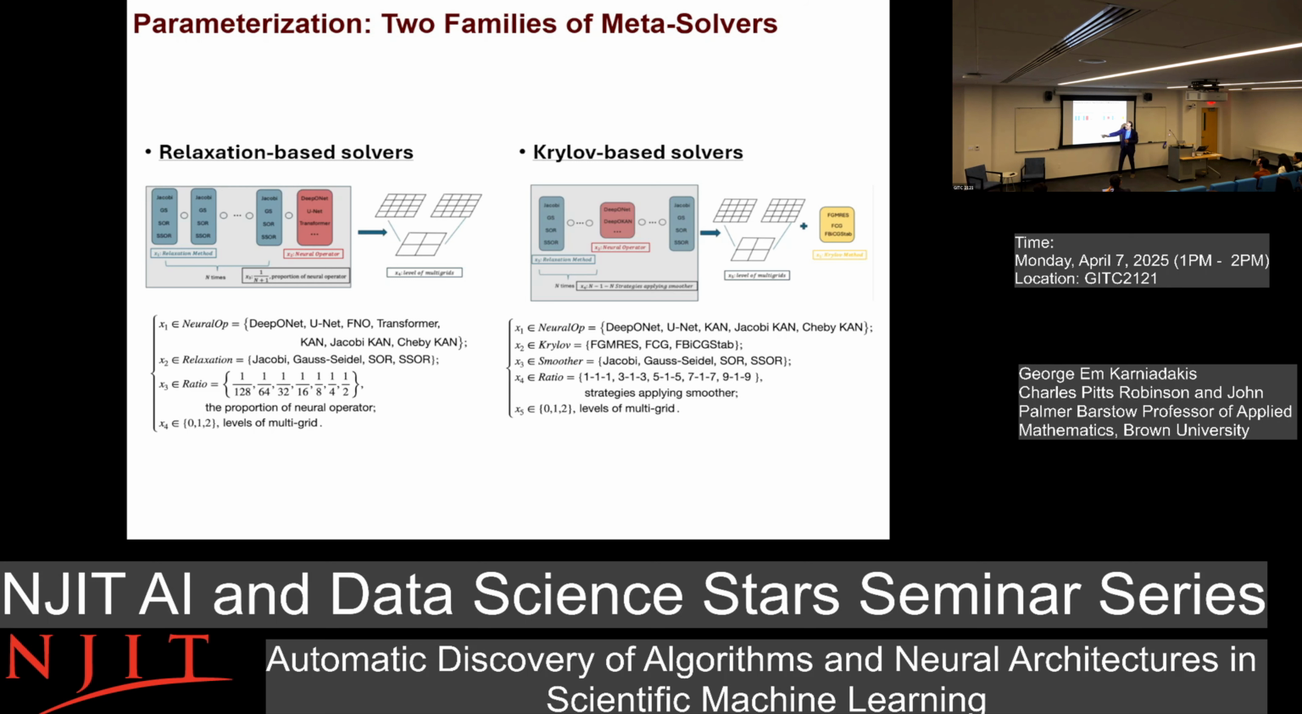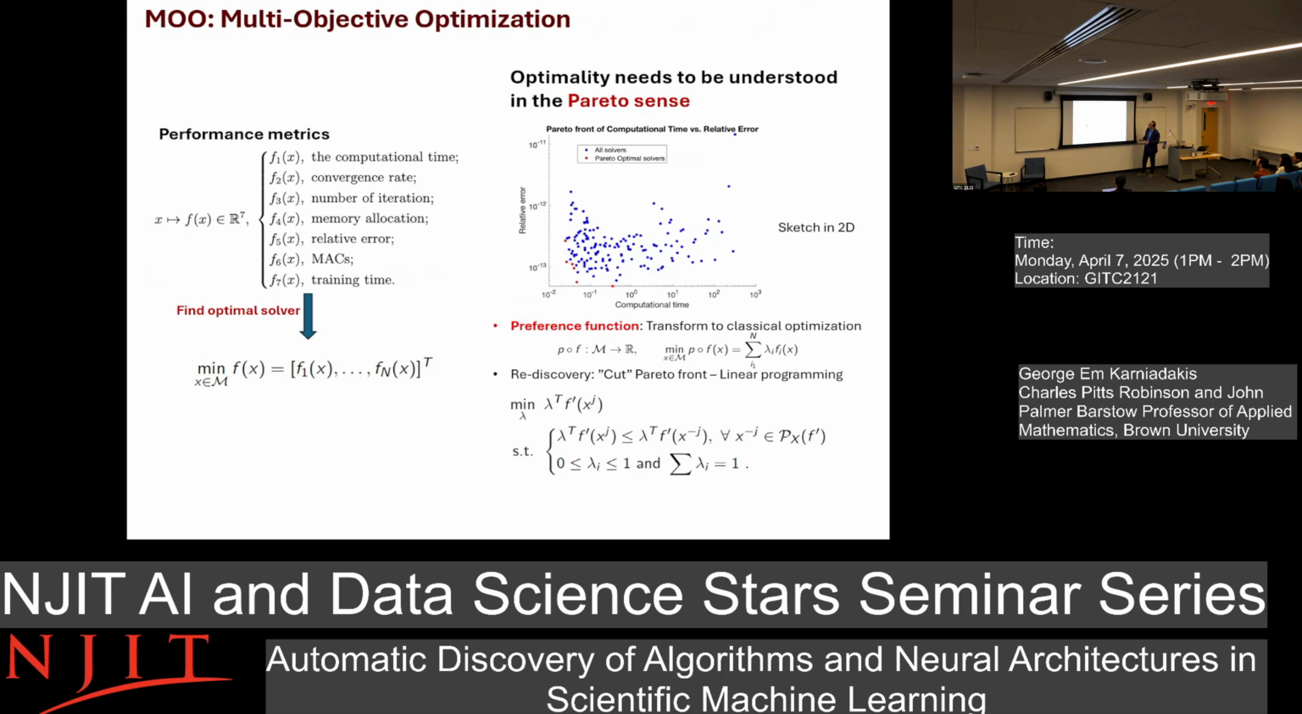And then also, you can say how many levels of multi-grid if you use multi-grid. So there will be several variables there. Same thing for this other type of solvers. So again, the metrics are here. Computational time, so I have a 7-dimensional space. I'm looking for an optimum multi-objective because I have 7 objectives.